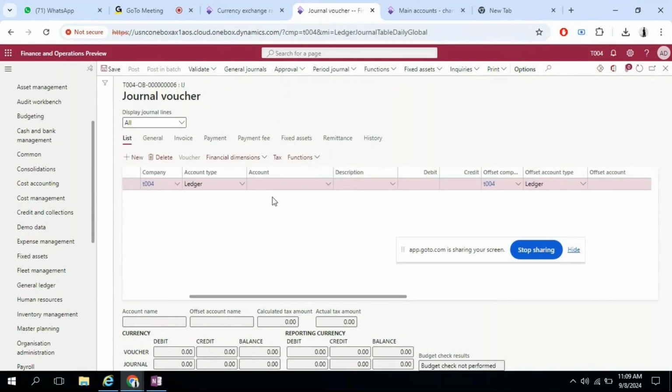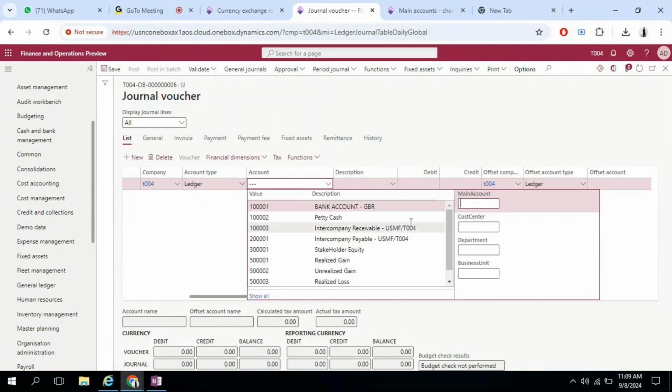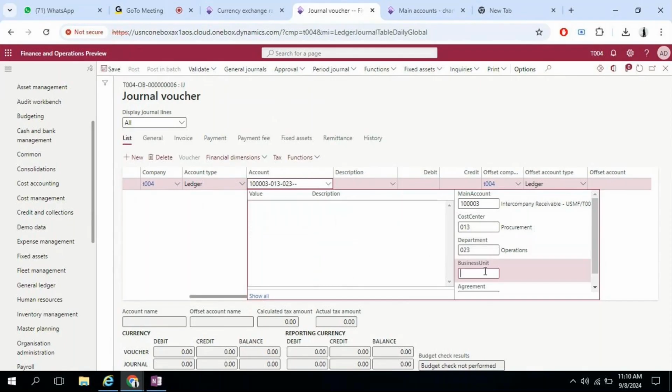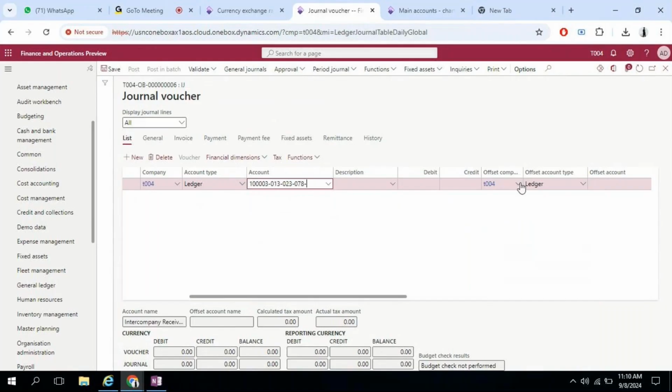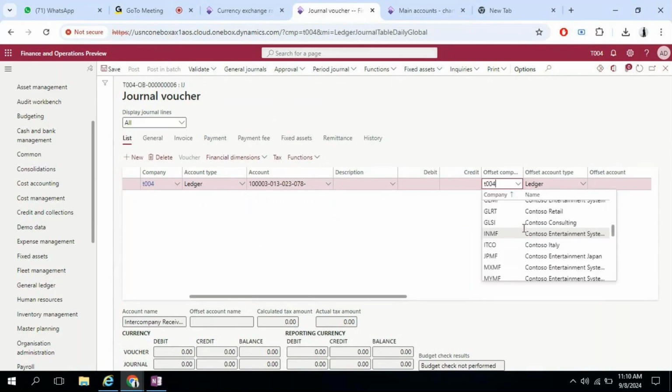T002, the ledger, inside the T004, it is the intercompany account. So the intercompany account, it is an intercompany receivable for T004, and it is taken for which one? It was taken for the procurement. It was taken by which department? It is taken by the operations department. Which business unit? It will be utilized for the fashion business unit. Okay. Now from where this money is coming, for that the offset account needs to be defined.